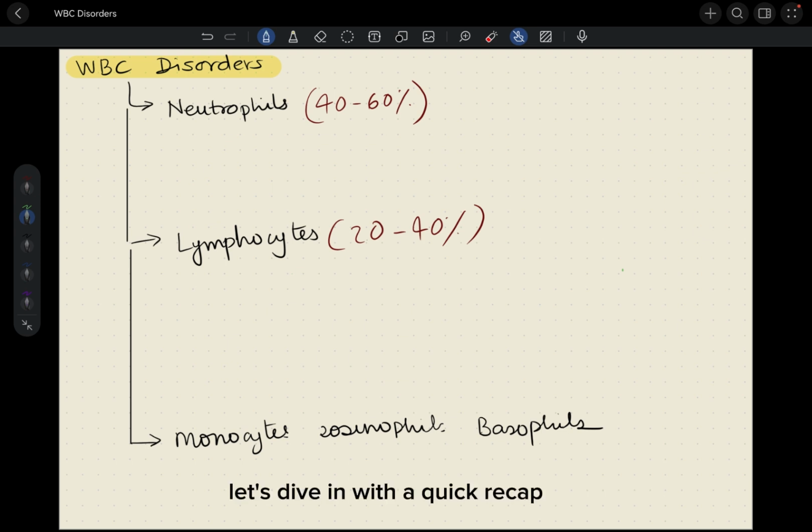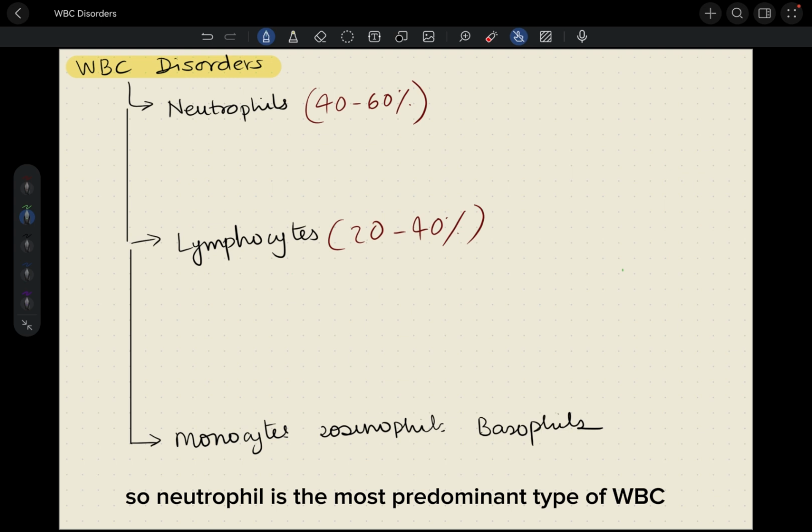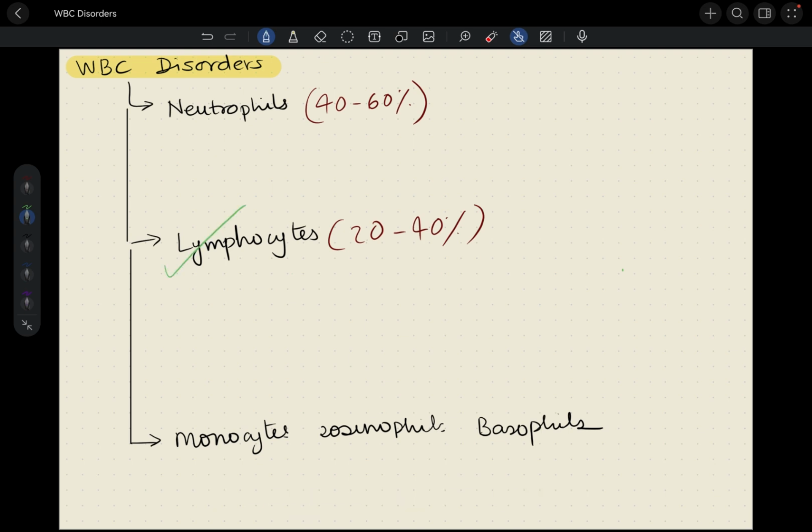Let's dive in with a quick recap. We know that different WBC cells have different functions. So, neutrophil is the most predominant type of WBC seen in 40 to 60% of our body, and it is the first responder to any bacterial infection, but it can also be seen in inflammation. Then we've got lymphocytes, which are present in 20 to 40%, and we see them usually in viral infections or chronic inflammation. We also have got monocytes, eosinophils, and basophils, which are seen in atypical infections, parasites, allergies, etc.